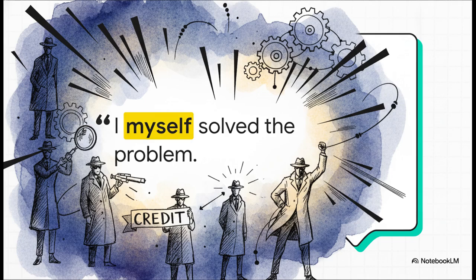Then we have the operatives that just love the spotlight. Consider this confession. I, myself, solved the problem. The word myself here is an intensive or emphatic pronoun. It adds pure dramatic emphasis. It's a signature move for a subject who wants to take full, undeniable credit for closing a case. The sentence works perfectly fine as I solved the problem, but adding myself gives it that extra punch.